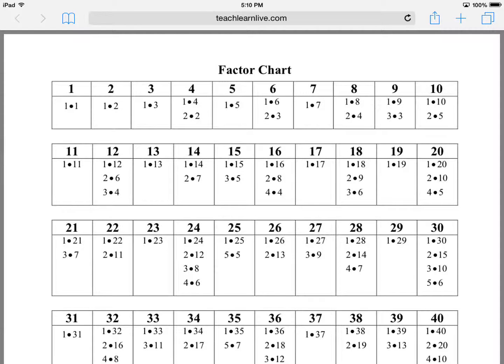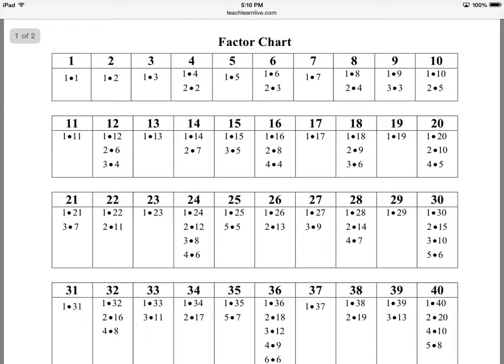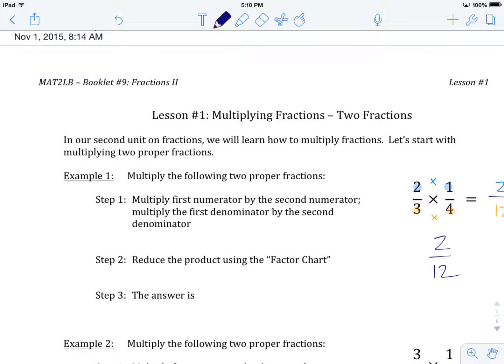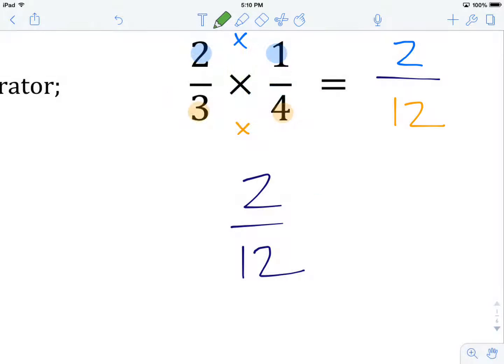So we have 2 and we have 12, and if we look at this, we'll see that they have 1 in common, and they also have 2 in common. So we are going to use 2 as the factor that is common to both our numerator and our denominator. So we're going to divide both our numerator and our denominator by 2 to get the lowest equivalent version of our fraction. 2 divided by 2 gives me 1, and 12 divided by 2 gives me 6.